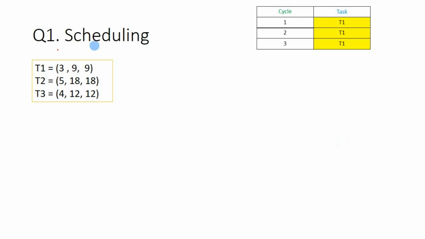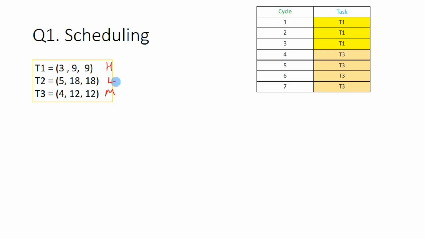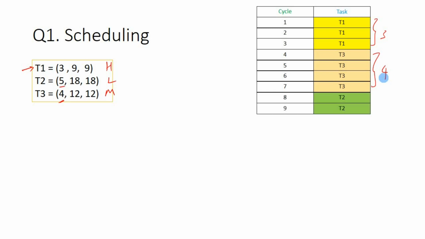So task 1 will be the highest priority, followed by task 3 and then task 2. As you can see, task 1 takes 3 units of time over here, and then task 3 is taking 4 units of time. Once that is done, what happens? Your task 2 runs: task 1 first, followed by task 3, then followed by task 2.